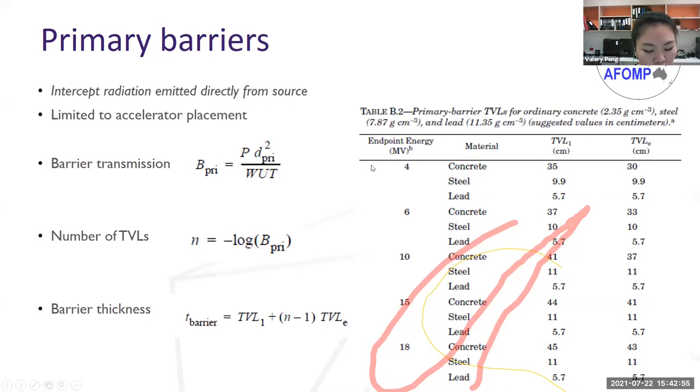So TVL values are energy and material specific, and in NCRP there's a table for concrete, lead, and steel, and also per energy. So there's the first tenth value layer, TVL 1, and TVL E is the equilibrium TVL, which is used to calculate subsequent TVLs. And this is because in an inhomogeneous broad beam, subsequent TVLs decrease. And we don't want to overestimate the thickness of the barrier because it's expensive to construct.